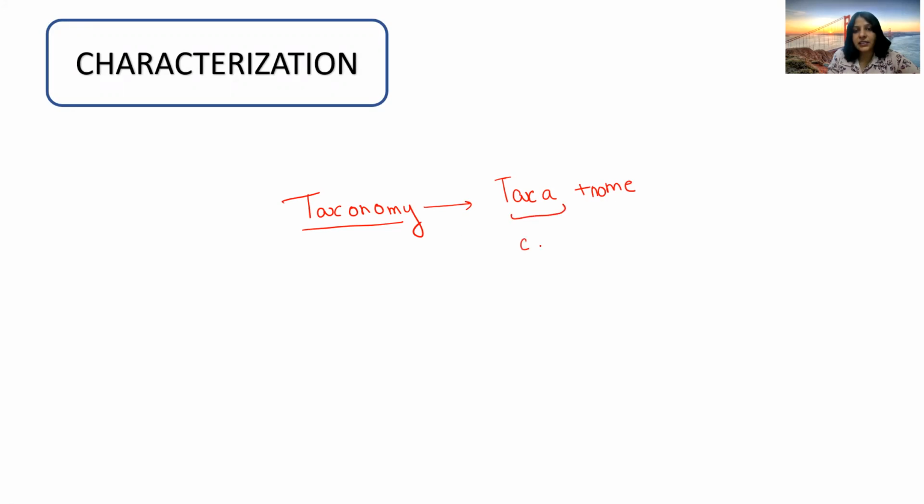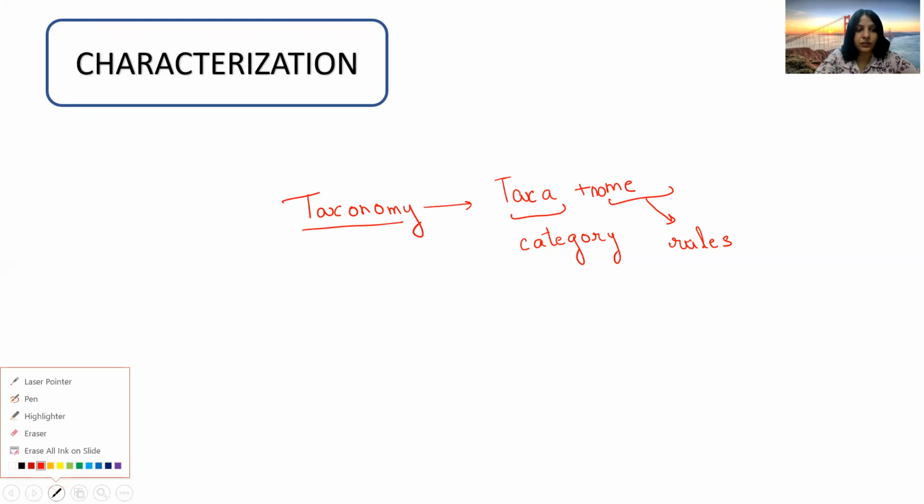Taxa means category, a group, and nome consists of rules. So categorizing a species based on certain rules is known as taxonomy. So what are the steps that we have to follow in taxonomy that we are going to learn today?